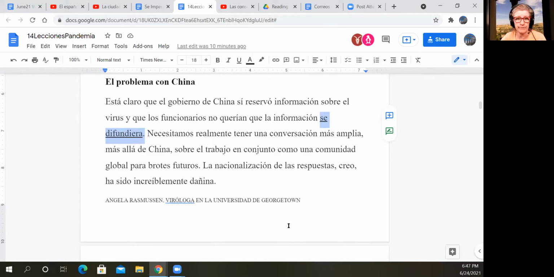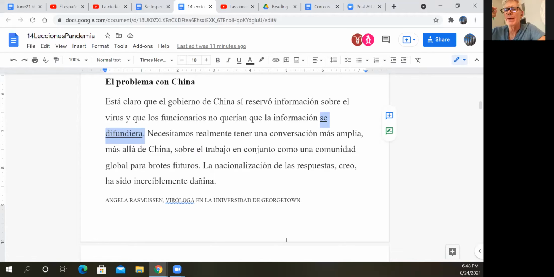Reservó información sobre el virus y que los funcionarios no querían que la información se difundiera. And se difundiera does come from a reflexive verb. They didn't want the information to get out into the public. That's what that means. We could say that as they didn't want it to be published, they didn't want it to be known, they didn't want the information to get out, to be spread. There are different ways we might express that verb, but any of those ideas in English would conform to that little phrase of se difundiera.